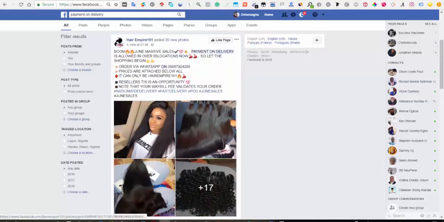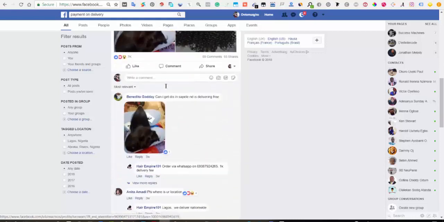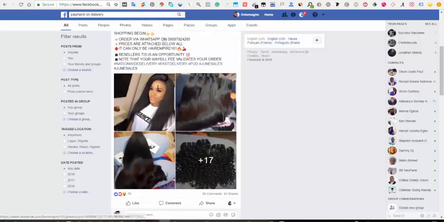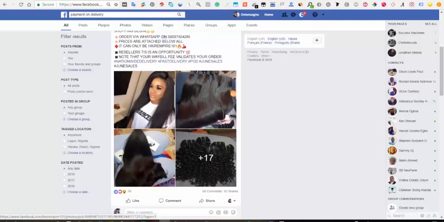All right, these are what I call weave-ons, okay, hair extensions. Okay, so people are actually in need of things like this, and you can easily get this from the sites that I always tell you guys about.